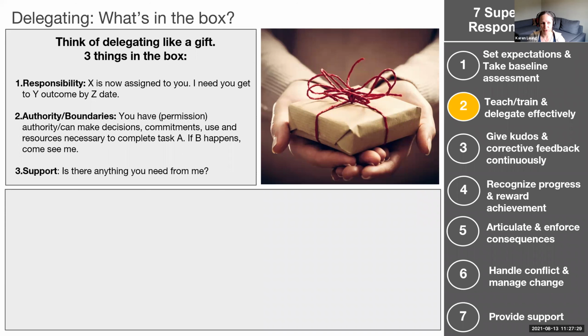You also should include authority and boundaries. So you have permission to do things around completing task A. These are the things you can do, but also what are the things they can't do? So if certain issues arise, what should they be coming back to you to ask questions about, right? What decisions should they and shouldn't they be making around this particular task? And three, you should be making sure that it also comes with support. So making sure there's nothing additional that they need before they move on to this task.